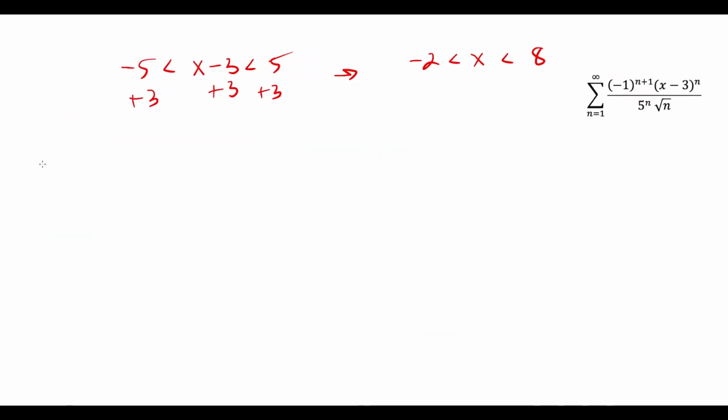So let's explore the first endpoint at x equals negative 2. If we plug in x equals negative 2 to the series, we're going to have the series from n equals 1 to infinity, and we're going to have negative 1 to the n plus 1.